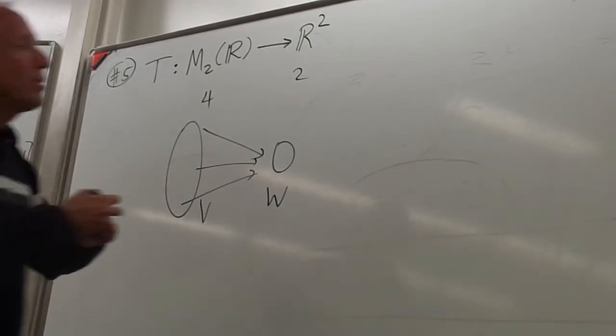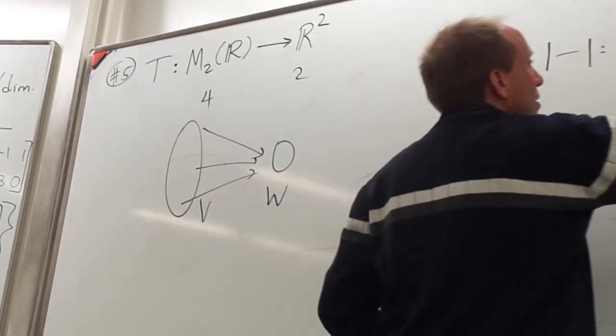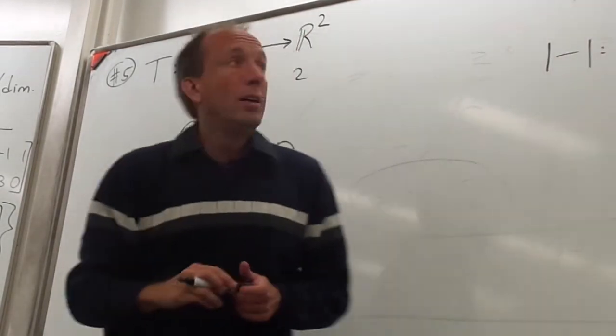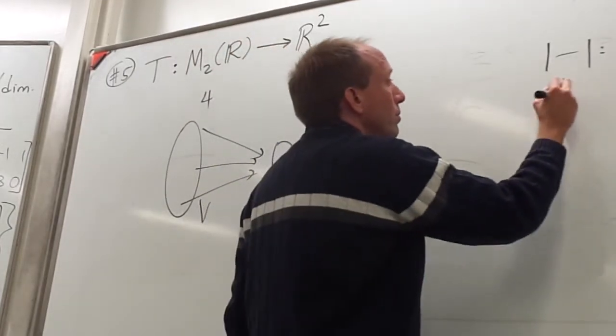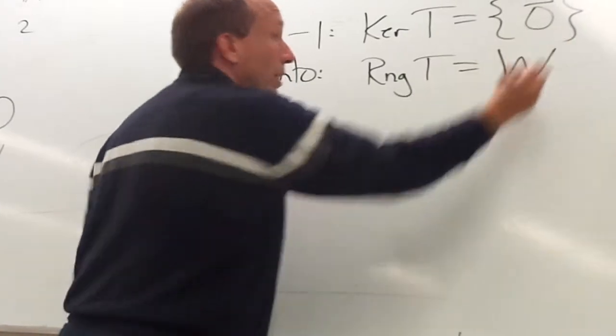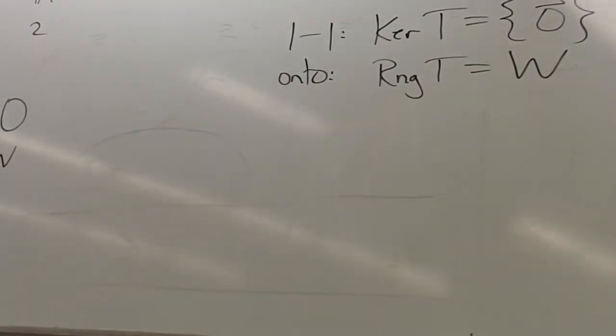Remember, by the way, one-to-one just means that the kernel, we're going to get into this in a minute, the kernel is trivial. And onto just means that the range is all of W. So these are the basics behind it.